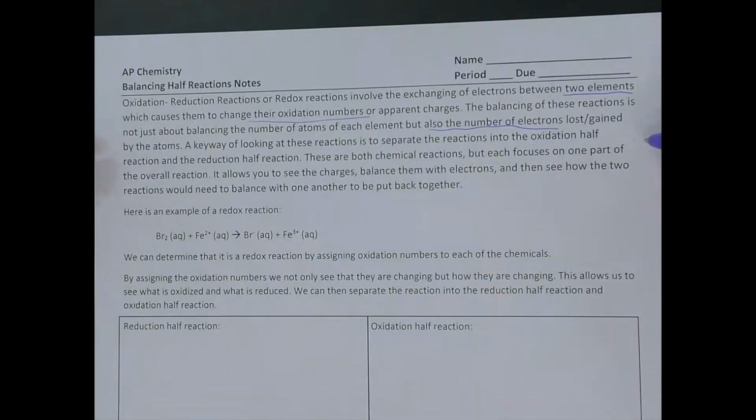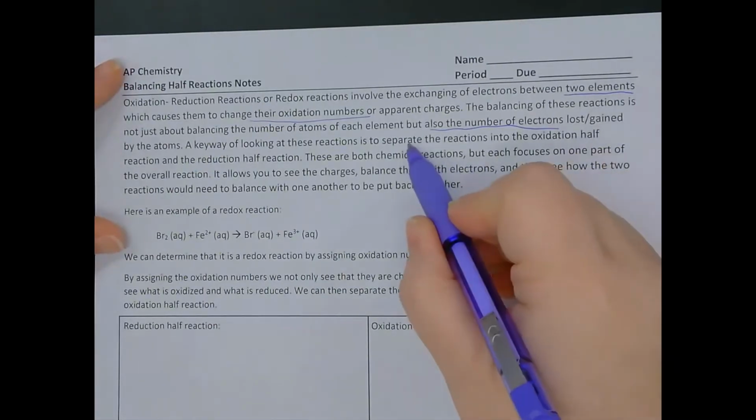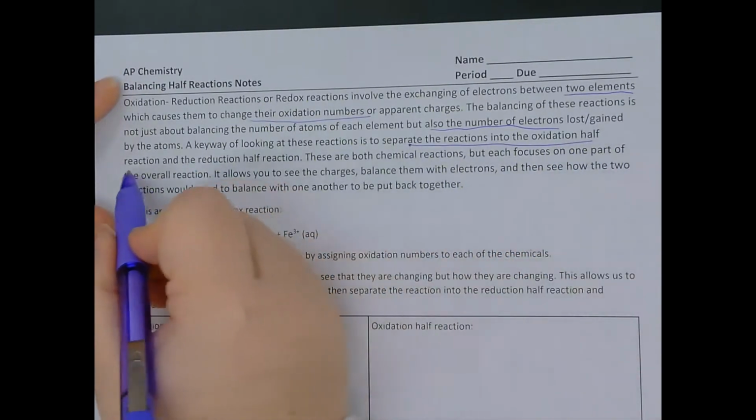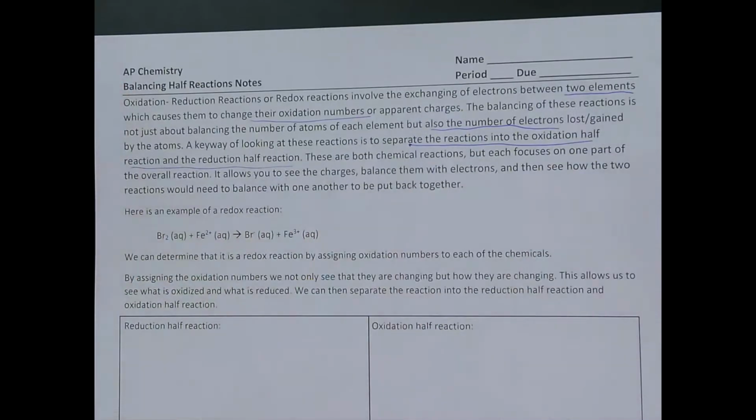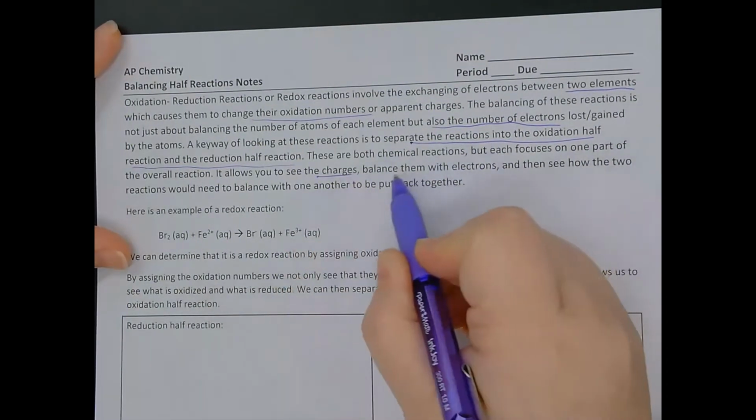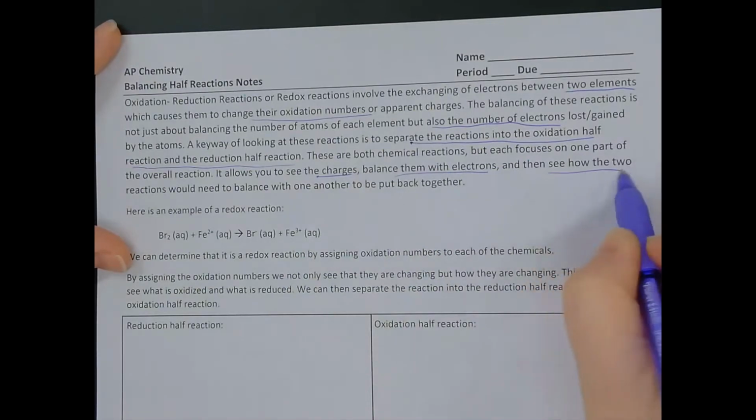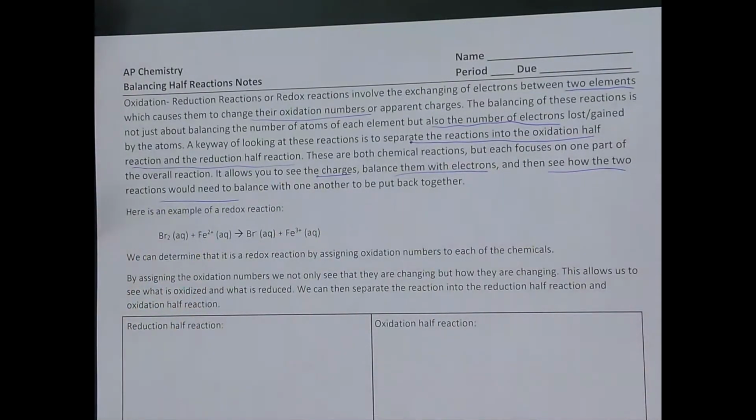A key way of looking at these reactions is to separate the reactions into the oxidation half reaction and reduction half reaction. These are both chemical reactions, but each focuses on one part of the overall reaction. It allows you to see the charges, balance them with electrons, and then see how the two reactions would need to balance with one another to put them back together.